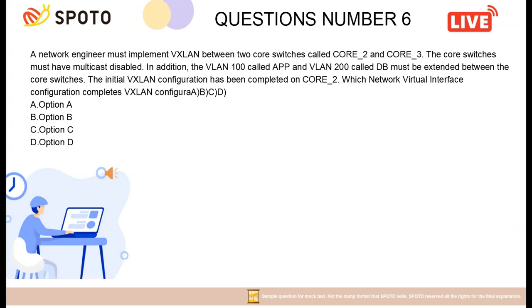Question 6. A network engineer must implement VXLAN between two core switches called core_2 and core_3. The core switches must have multicast disabled. In addition, VLAN 100 called app and VLAN 200 called DB must be extended between the core switches. The initial VXLAN configuration has been completed on core_2. Which network virtual interface configuration completes the VXLAN configuration, A, B, C, D? A. Option A. B. Option B. C. Option C. D. Option D. You have 15 seconds to answer.